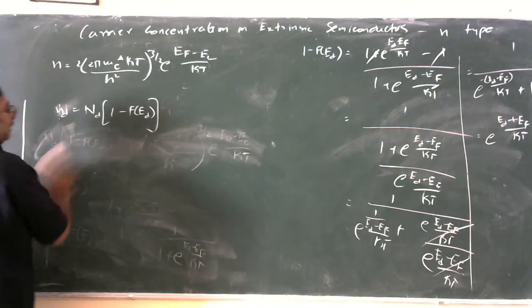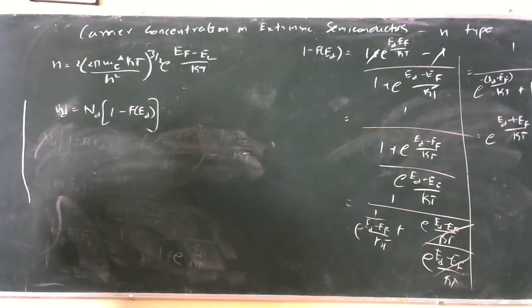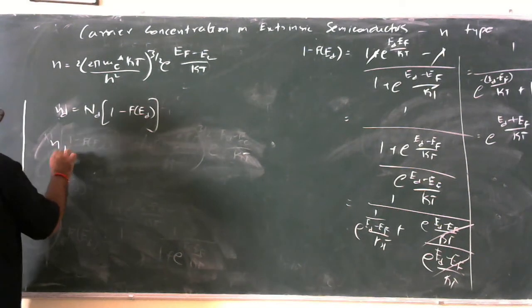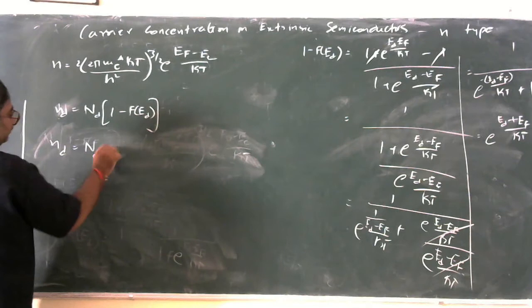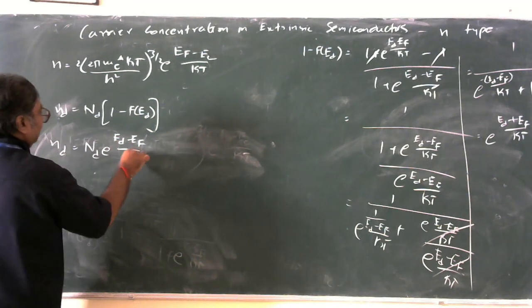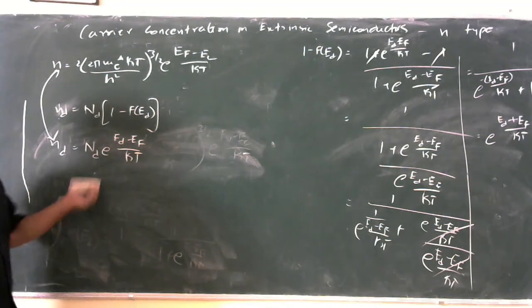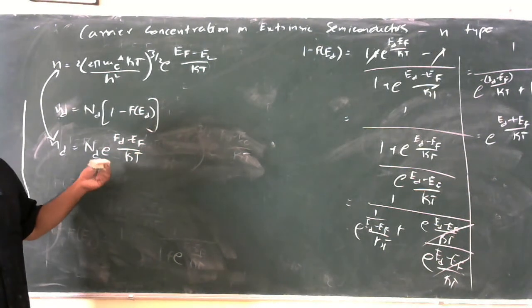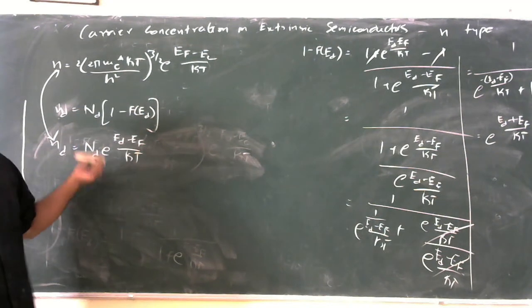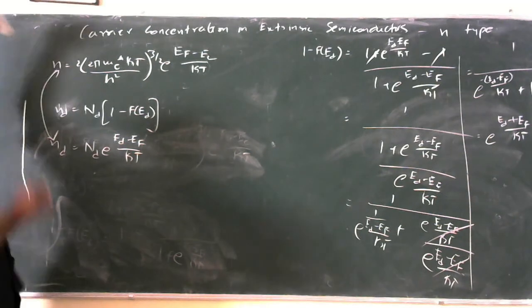What is the equation we have? The equation is represented as ND equals ND into exponential of (ED minus EF) by KT. So now let us equate these two terms, because here we are getting the absence of electrons, and these absent electrons are present here. How many absent electrons are available here? So many present electrons are available here. We need to equate these two terms.